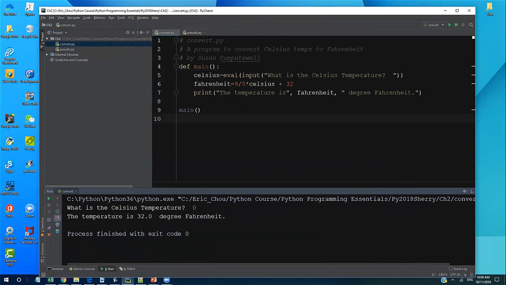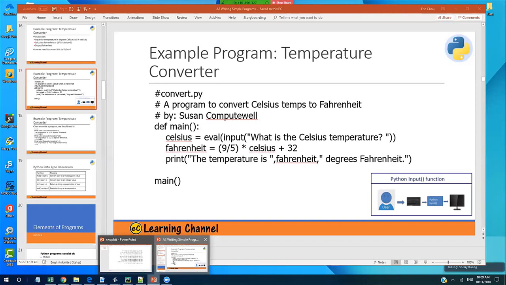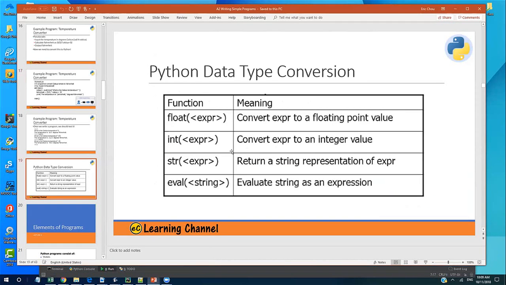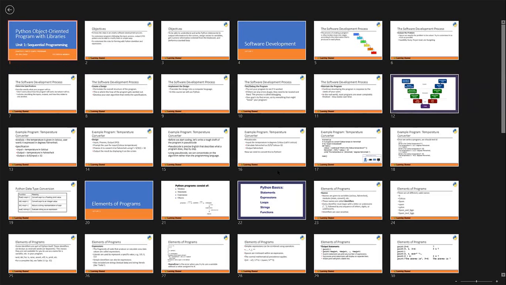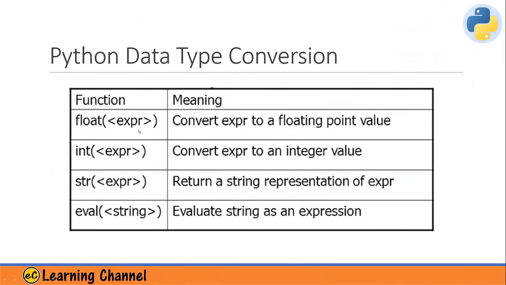But here it uses eval instead of integer. In this table we have 4 functions. We can convert a string to integer, convert a string to floating point, and convert an integer to string. And eval usually is like you put a string in there, and it evaluates to either floating point or integer, depending on which number it is.